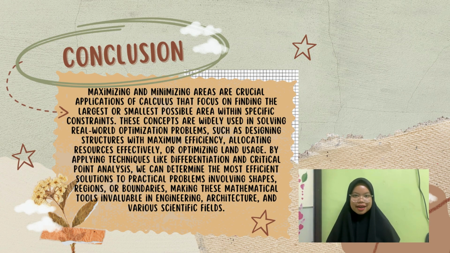Maximizing and minimizing areas are crucial applications of calculus that focus on finding the largest or smallest possible area within specific constraints. These concepts are widely used in solving real-world optimization problems, such as designing structures with maximum efficiency, allocating resources effectively, or optimizing land usage. By applying techniques like differentiation and critical point analysis, we can determine the most efficient solutions to practical problems involving shapes, regions, or boundaries, making these mathematical tools invaluable in engineering, architecture, and various scientific fields.